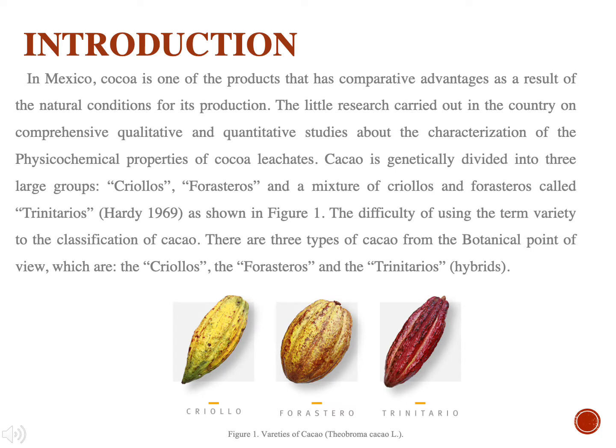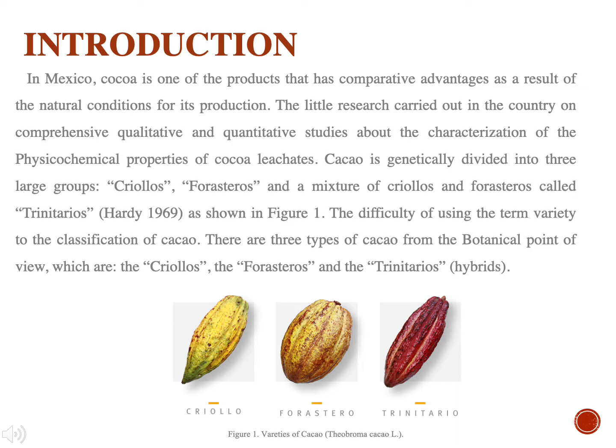Introduction. In Mexico, cocoa is one of the products that has comparative advantages as a result of the natural conditions for its production. There is little research carried out in the country on a comprehensive, qualitative, and quantitative study about the characterization of the physicochemical properties of cocoa leaches.